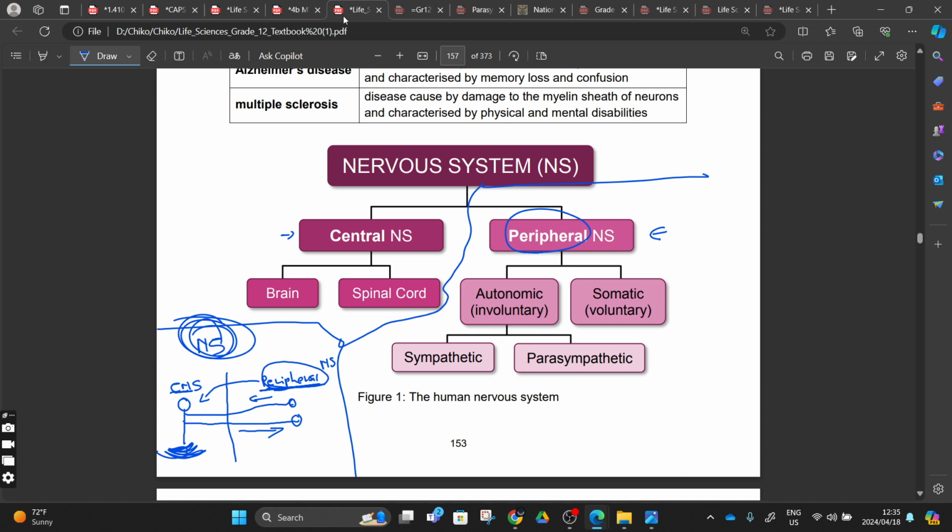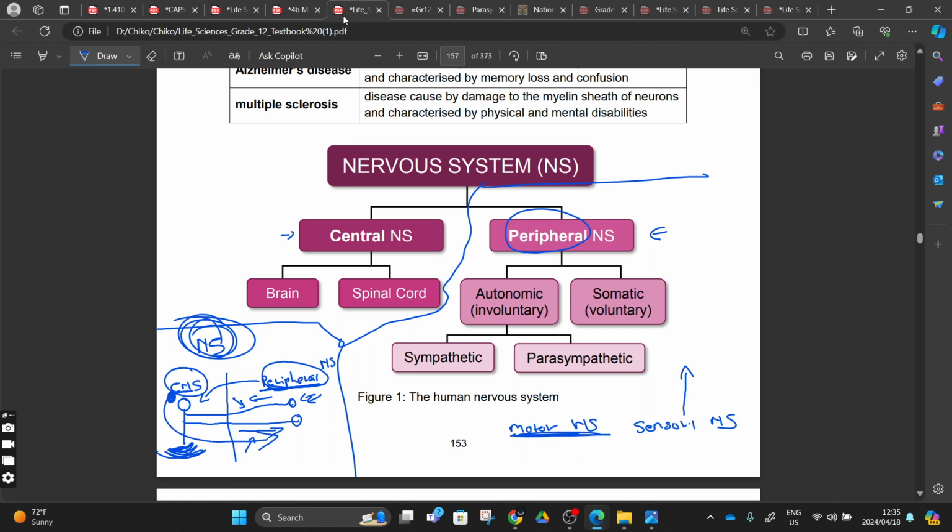And then the peripheral nervous system is also divided into two types. We have the sensory nervous system and we have the motor nervous system, right? I'll write it: the sensory nervous system on this side, and the motor nervous system. The sensory nervous system is the upper system, the system that is bringing information to the central nervous system, right? The motor nervous system is the system that is transmitting the impulse from the central nervous system to the effector.